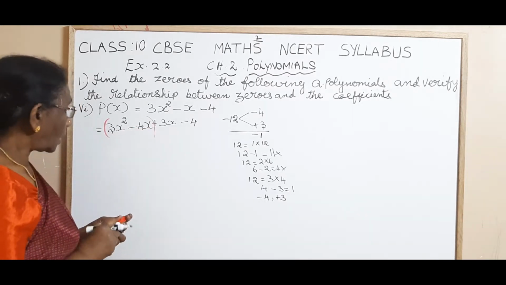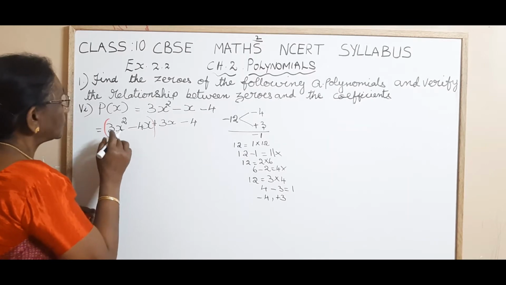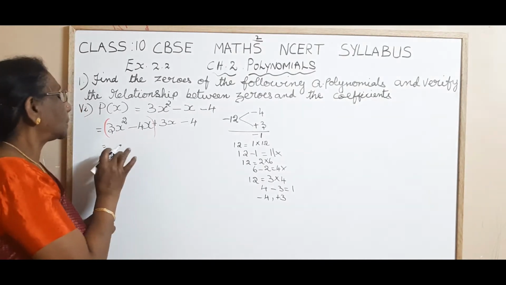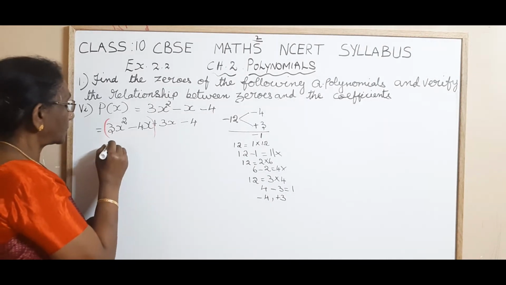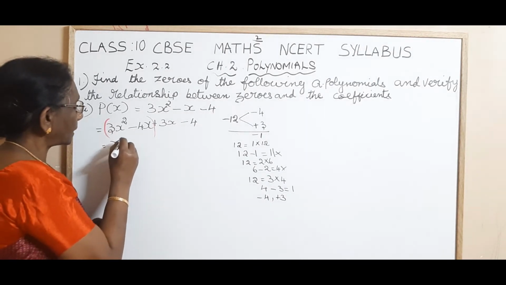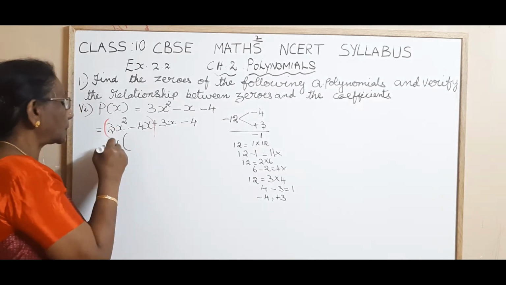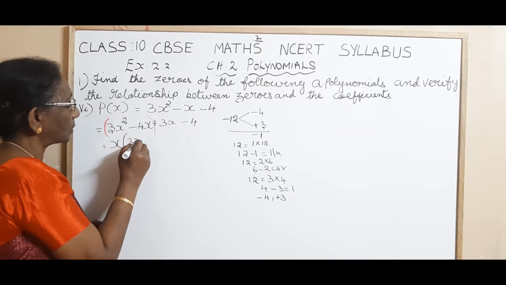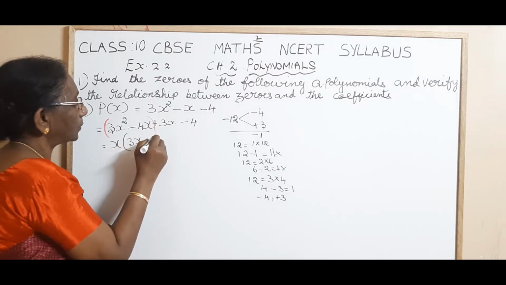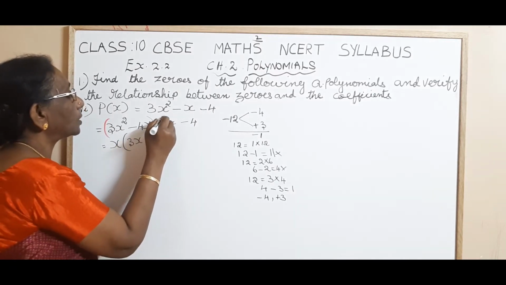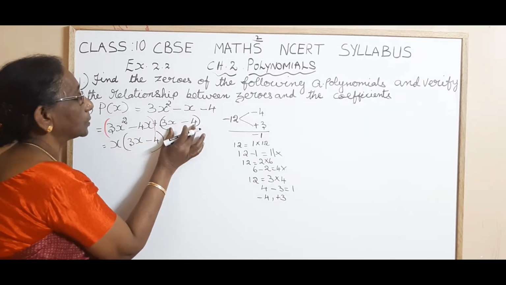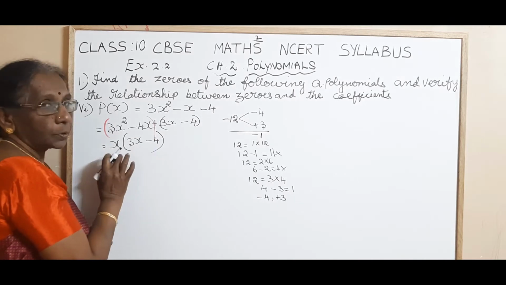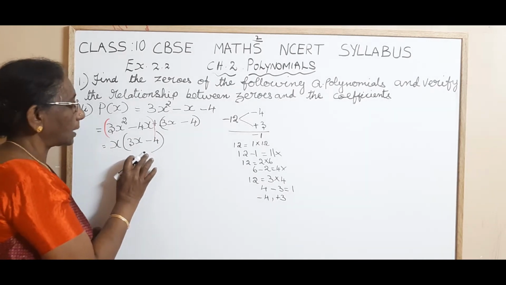Now you have to group the first two terms. And what is common here? 3 and 4 have no common factor, so 1 is the common factor. Now x squared and x have x as the common factor, so you can take x outside. When you take x outside, 3x is there and 1 has come. So 3x minus 4. You write the first two algebraic terms as the product of two terms, x into 3x minus 4.